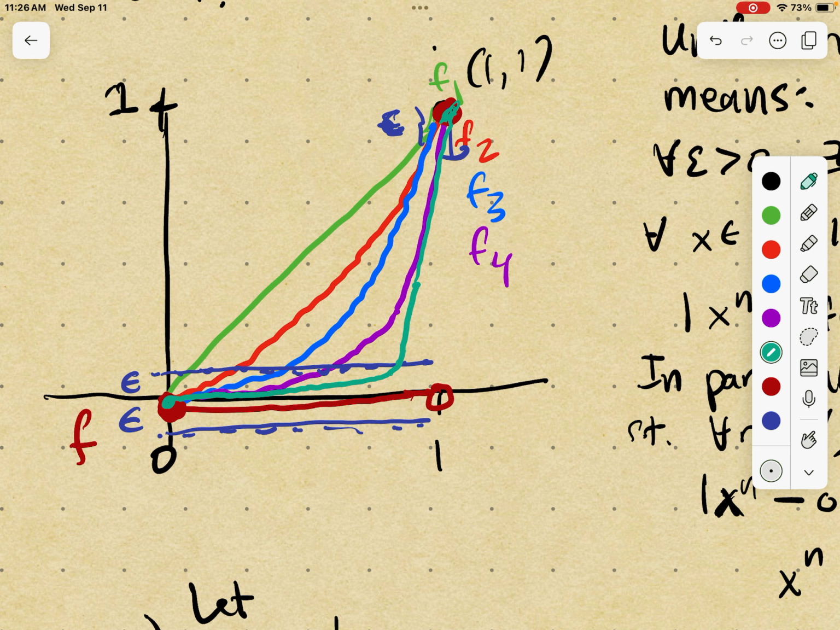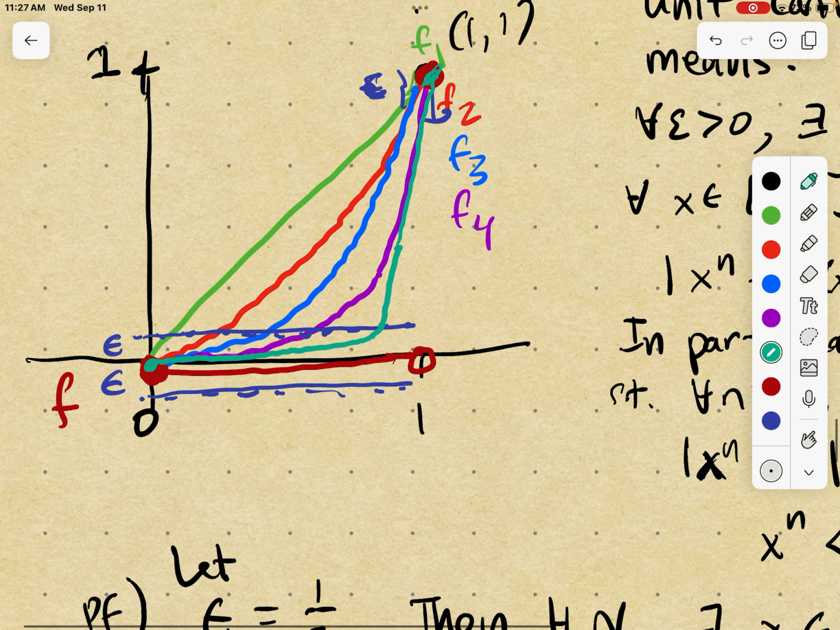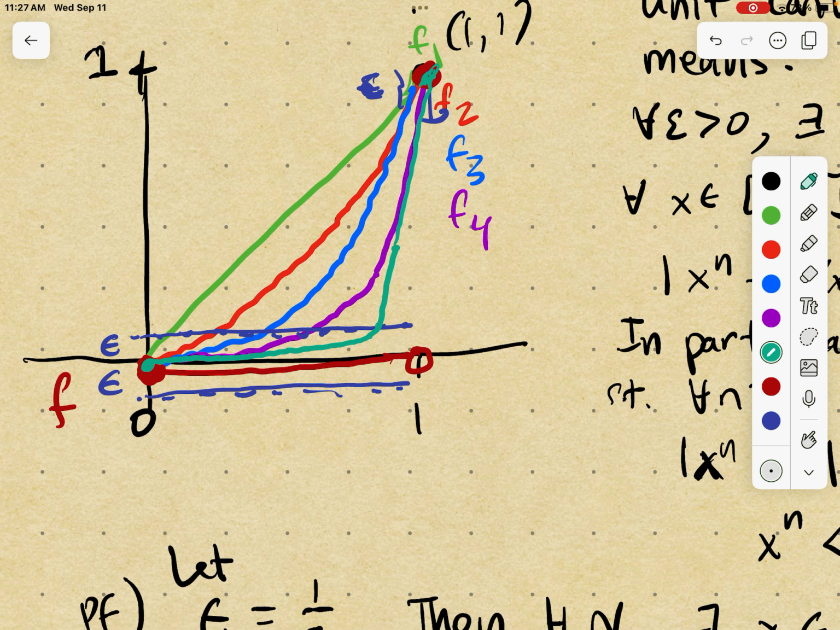Okay, I hope that clears up the distinction between pointwise convergence and uniform convergence. Uniform convergence is a much stronger condition, and it implies some nice theorems. It turns out that if you have a uniformly convergent sequence of functions, then the limit function has to be continuous. And as you can see, this sequence doesn't converge uniformly, and the limit function is in fact not continuous at 1.